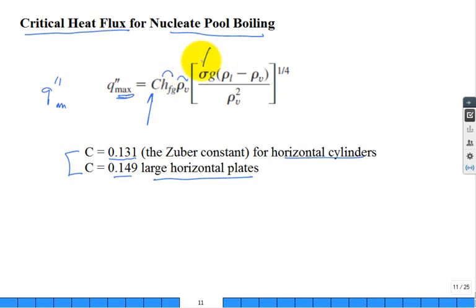Hey, what was that sigma again? Surface tension, that's right. Well, you have to look it up often for whatever substance it is at whatever temperature. So the equation we looked at before this, that was for the heat flux on the surface? And this is also the heat flux, but it's at the critical, at the maximum, right where you're going to depart from nucleate boiling and go to film boiling.